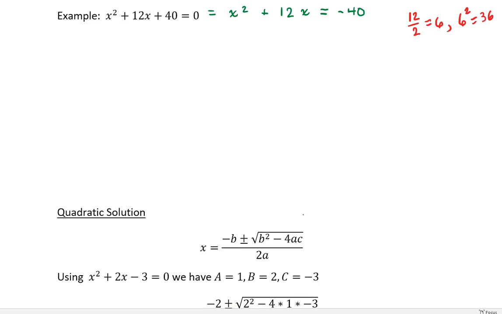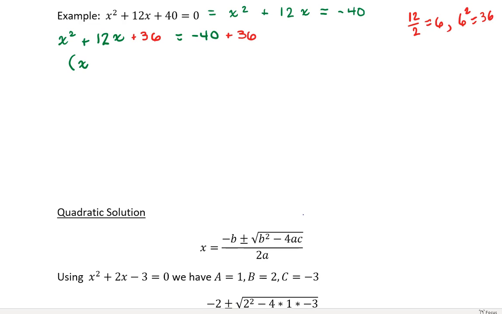I'm going to do this in two different colors here. So I've got my x squared plus 12x, and that's going to equal that negative 40. And then I'm adding 36 to both sides. Alright, at this point I can go ahead and factor this nicely.